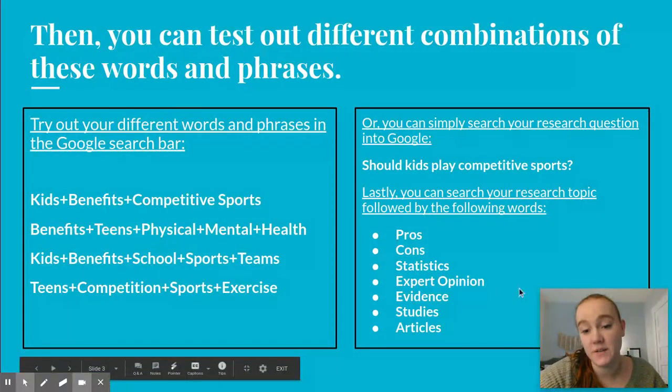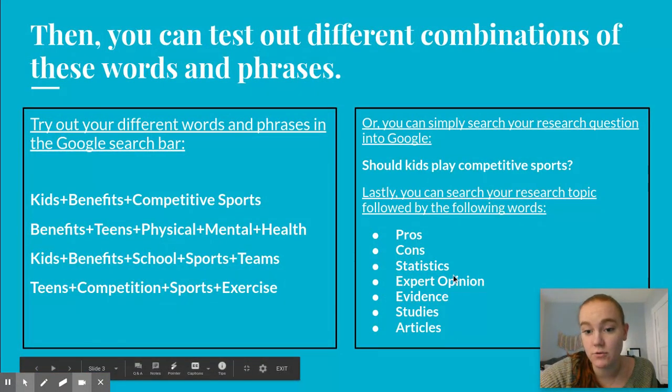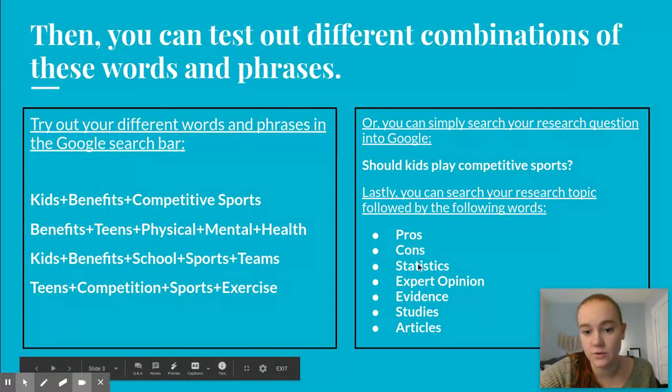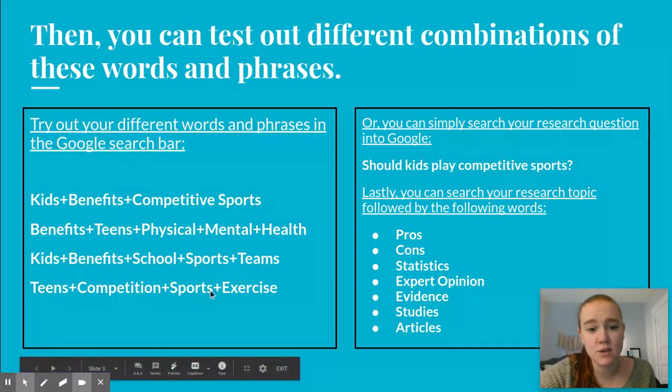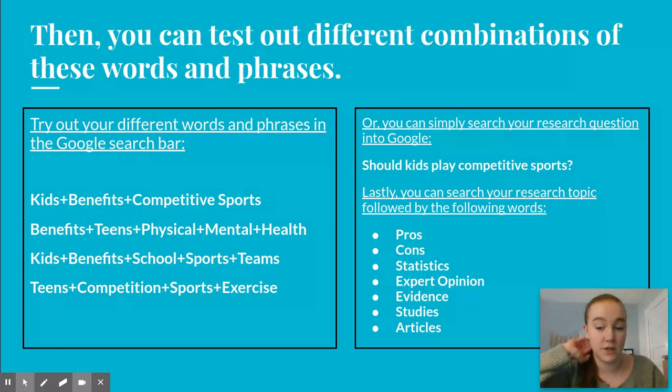And this is one of my best pieces of advice. Especially if you're looking for something specific, like you want a statistic, you want an expert opinion, you want pros or cons or whatever, you can just type that in after your search. So you could say benefits of teens physical mental health expert opinion. Benefits of teens' physical mental health statistics. Teens competitive sports exercise articles. Like, you can find studies, case studies, experiments, whatever you want. You could find that just by searching that word with the rest of your search. So that is a really, really helpful tip that I have told kids for years, and it really helps them find evidence a lot quicker than they would have.